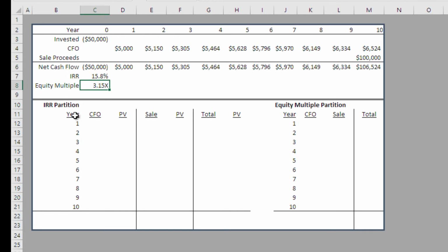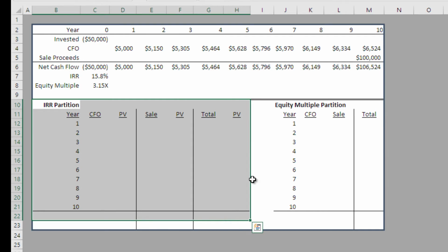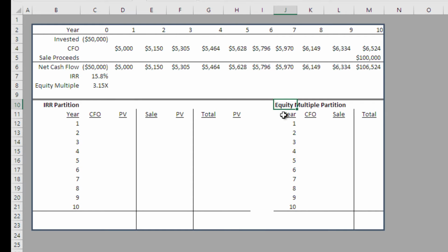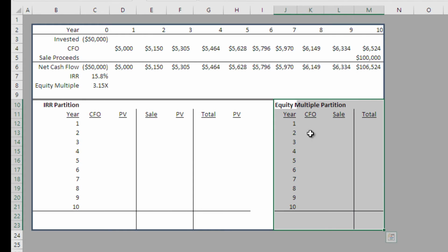Now, we're going to partition out the IRR. I'm also going to show you how I partition, and I'm not sure if that's the proper term. It's not academic, but it's an exercise that I do where I partition out the equity multiple as well. And that gives me just a different look at how the cash flow stream is coming in. This is a non-time value of money look at how the cash flows are coming in.